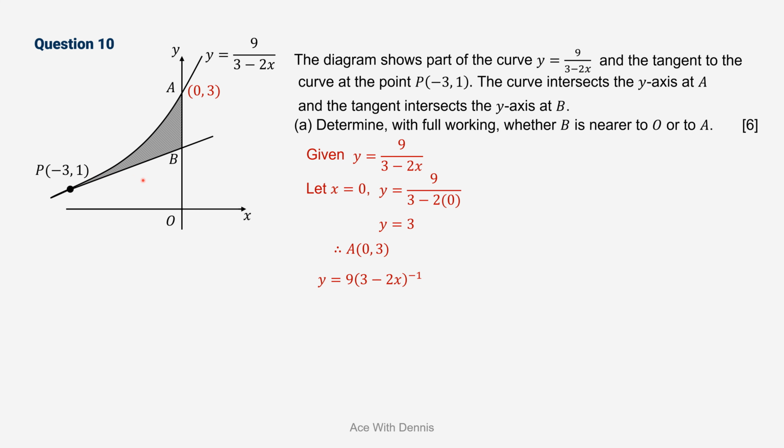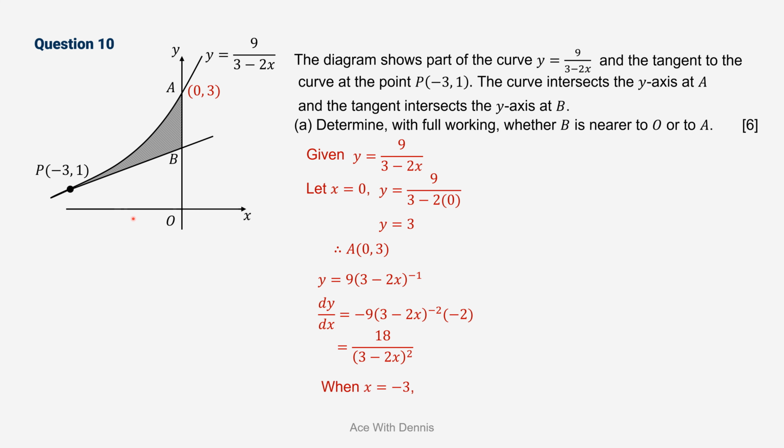Alright, so to find the gradient of the tangent, first we rewrite the equation of the curve as y equals 9 times (3 minus 2x) to the power of -1, so that we can differentiate y easily. So dy over dx will be -9 times (3 minus 2x) to the power of -2 times -2, which gives 18 over (3 minus 2x) squared.